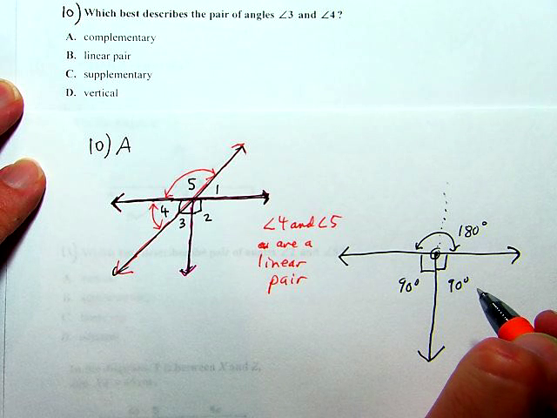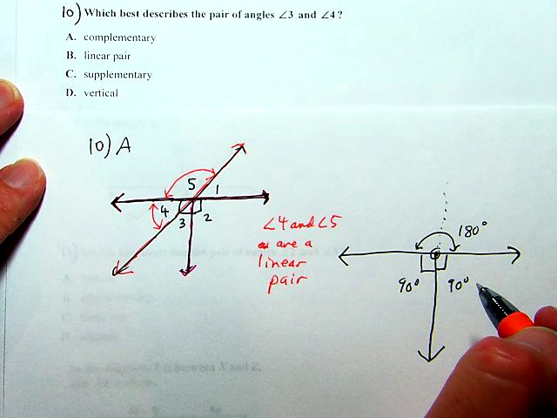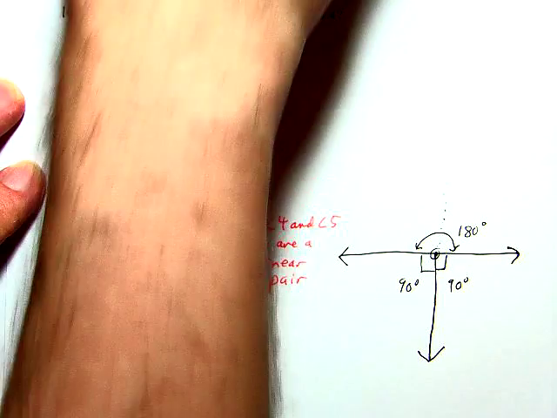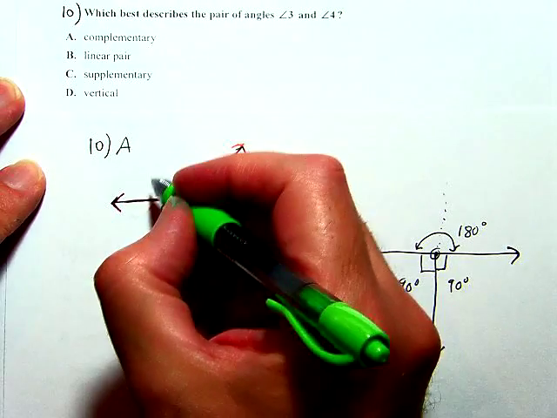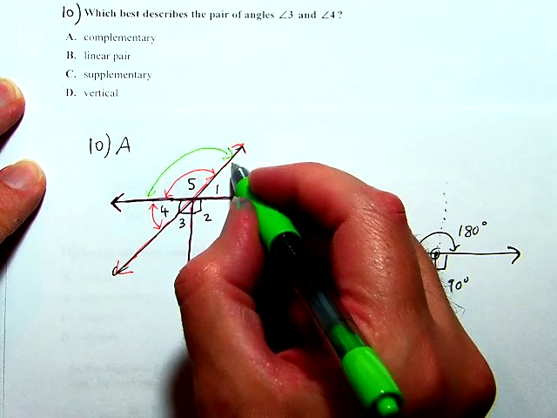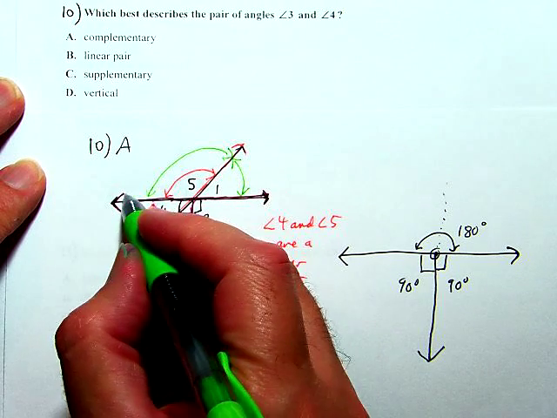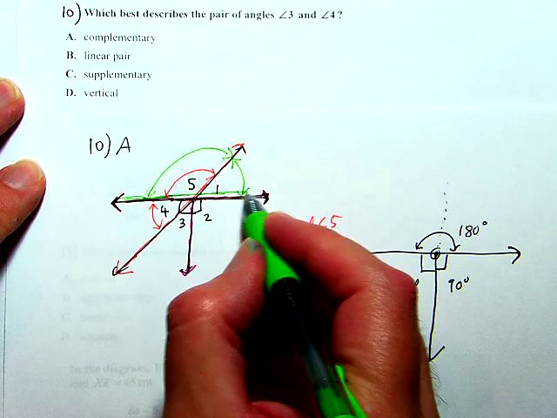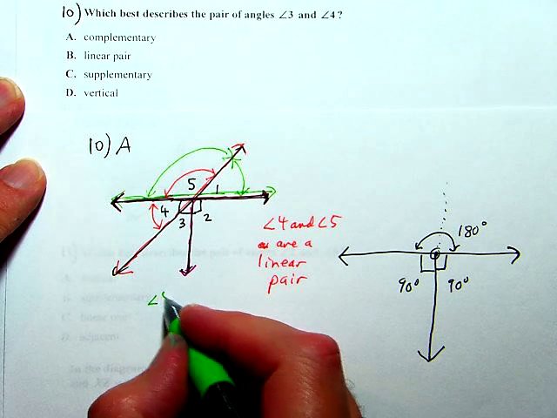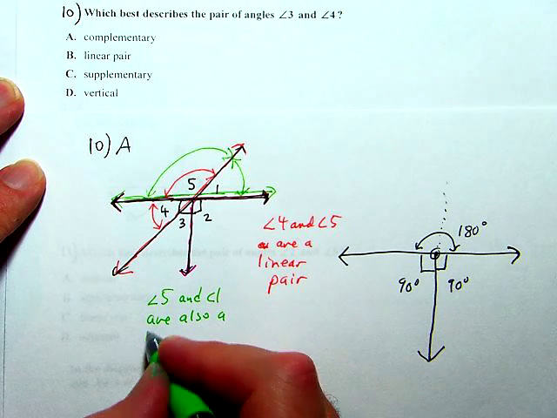That's one linear pair. What's another linear pair? Is there another linear pair in here? Yep, there is another linear pair. How about angle 5 and angle 1? I hope you saw that. Angle 5 plus angle 1, when added together, give you this straight angle, right? So therefore, angle 5 and angle 1 are also a linear pair.